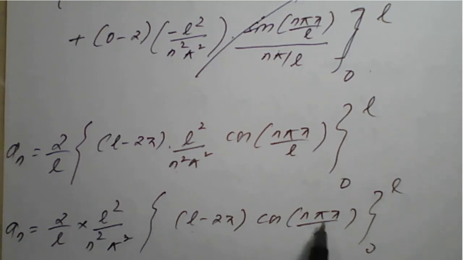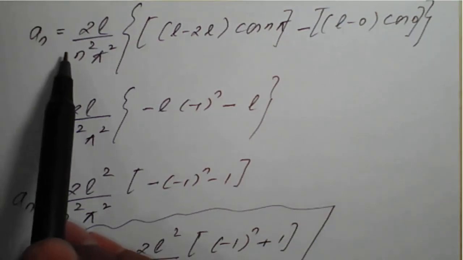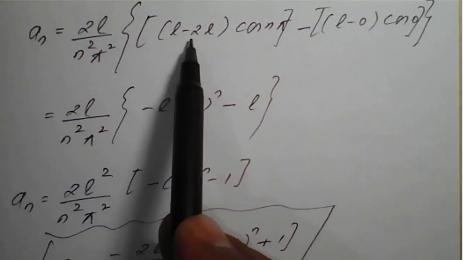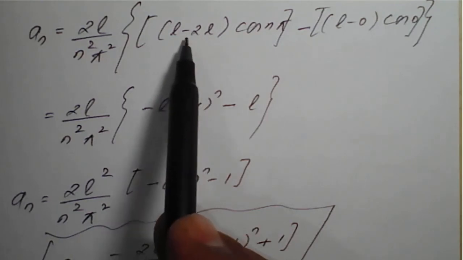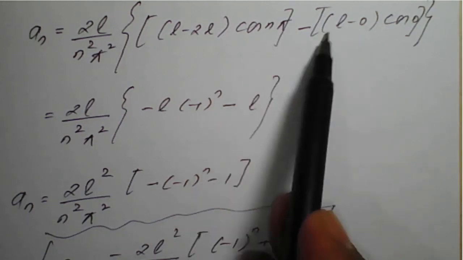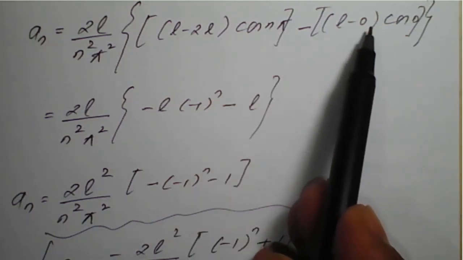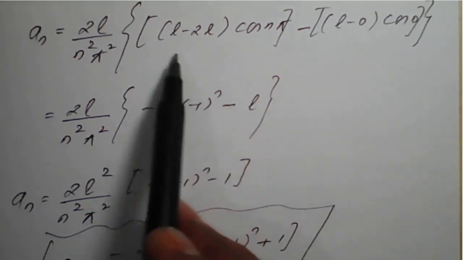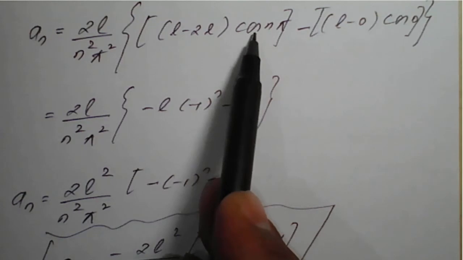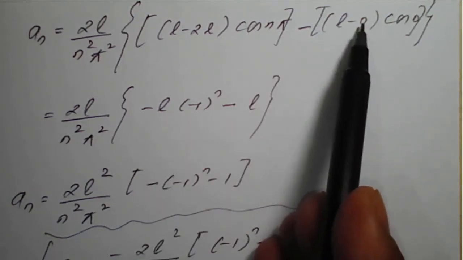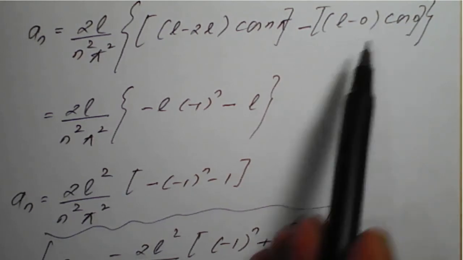If you apply it here, let's see what happens. So an is equal to 2L upon n square pi square. If you apply the upper limit, in place of x as L, you will get L minus 2L into cos of n pi, because L cancels. If you apply the lower limit x as 0, you will get L minus 0 into cos of 0. So L minus 2L is minus L. So cos n pi is nothing but minus 1 raised to n, and L minus 0 is L. L into cos of 0, which is 1, so L into 1 is L.